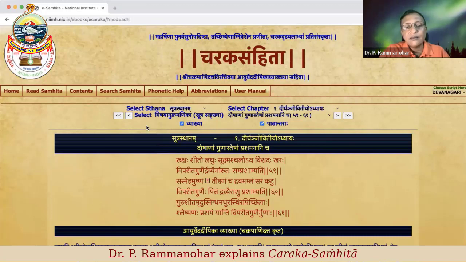Pitta is sasneham ushnam. So the opposite gunas should be used for pacifying pitta. Shita and Ruksha, very good for pitta, but very bad for vata. So what increases one dosha may decrease another. This is the biggest challenge. So when you are trying to pacify pitta, you have a chance that you will increase vata. So kapha is snigdha and shita. So you have to use Ruksha and Ushna for Kapha generally. Even Ruksha and Shita will be helpful for Kapha, but it will aggravate Vata.